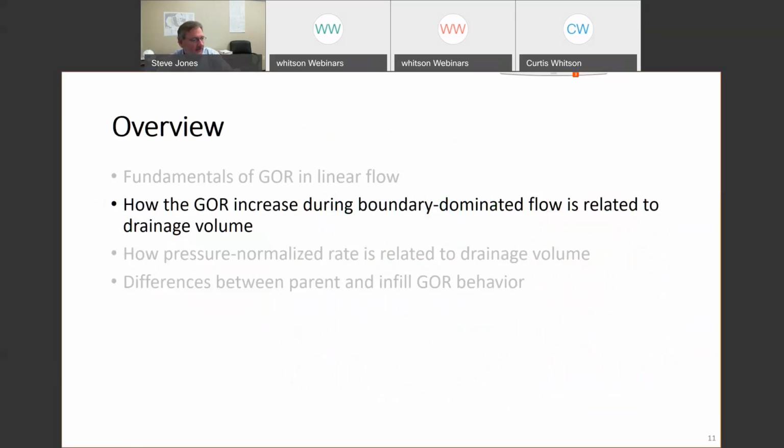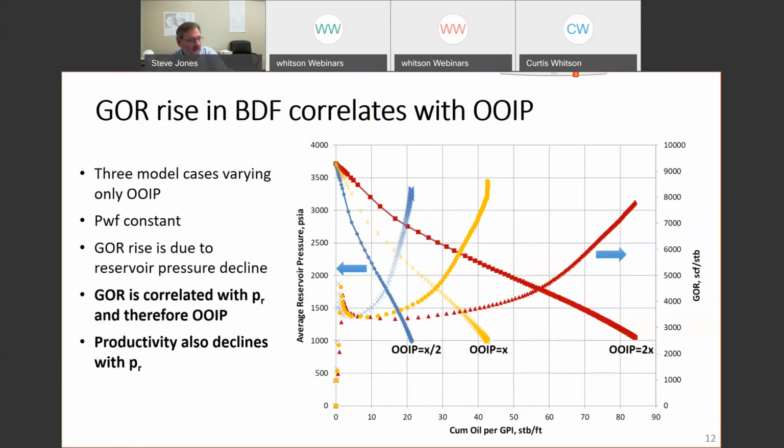Okay, so now we'll talk about how the GOR increase during boundary dominated flow is related to drainage volume. To illustrate that, I've made a simulation of 3 different cases. And here I'm showing average reservoir pressure on the left y-axis, which are the colored lines that start up here at about 3,700 psi. And you can see for the largest oil in place, the average reservoir pressure falls the slowest.